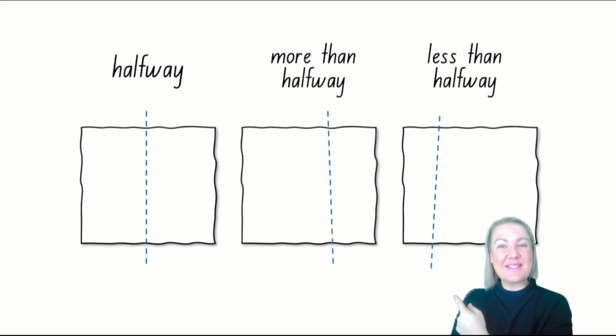Here I have 3 squares. The first square is showing a line of separation halfway. This shows 2 equal pieces on either side of the line. The next one shows more than halfway. The line of separation is moved further along. This is more than halfway.